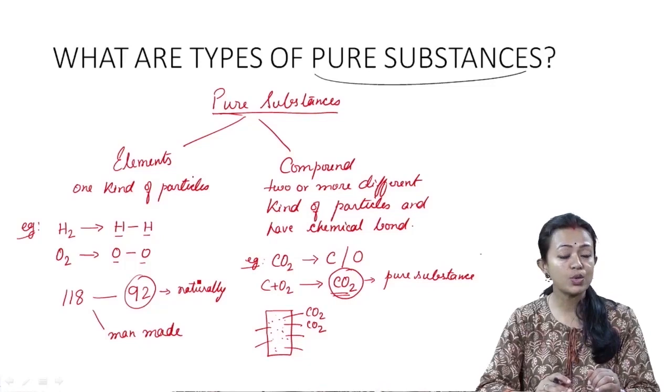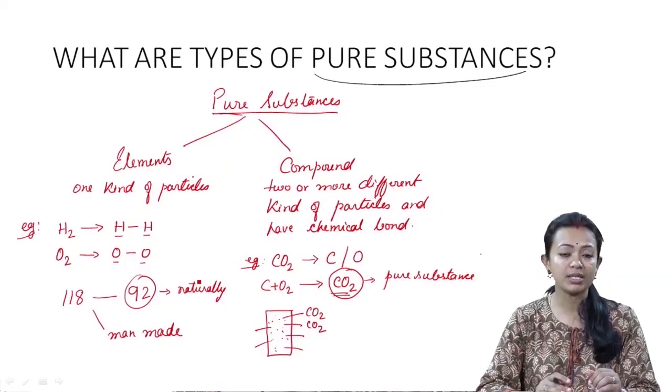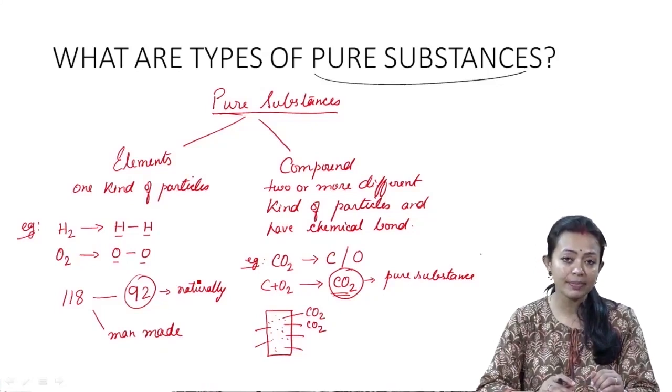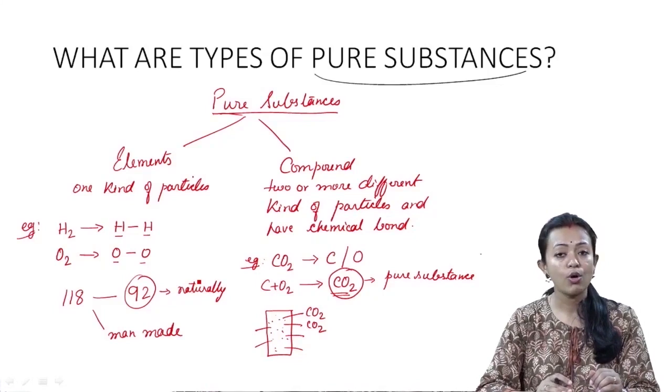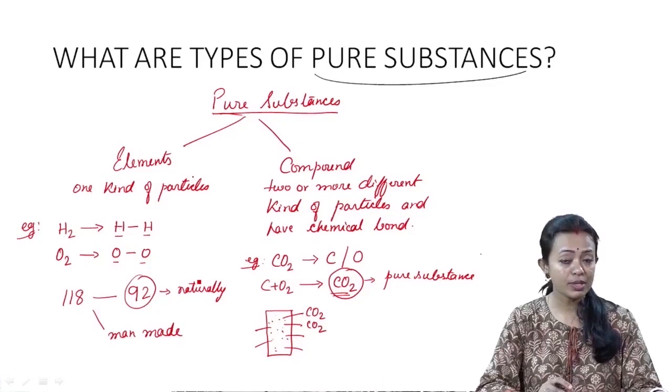So I hope with this you have understood the characteristics of pure substances. That pure substances are made up of only one kind of particles. It can be a particle of an element that is made up of only one kind of atom, or it can be a particle of compound which are made up of two or more different kinds of atoms. Alright, I hope with this the concept of pure substances is clear as well.